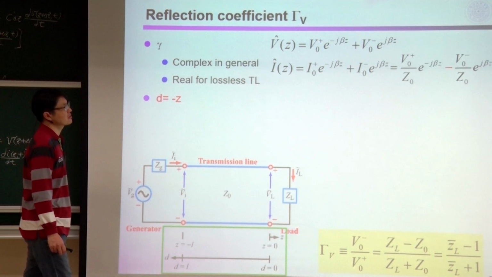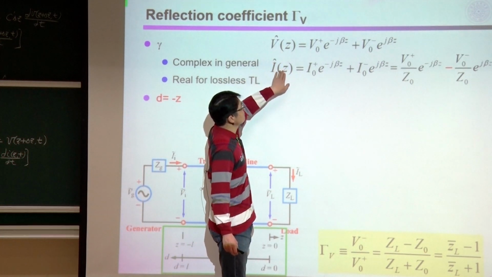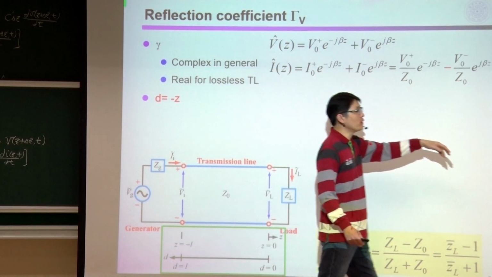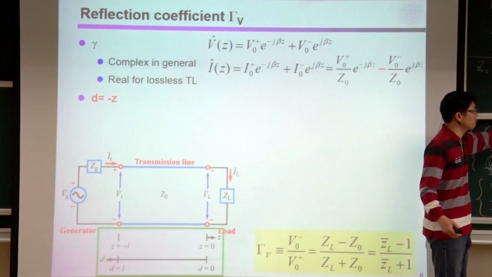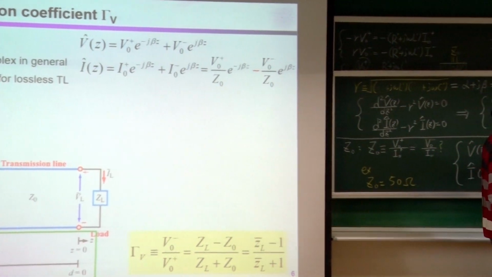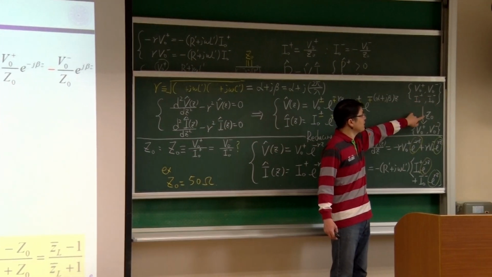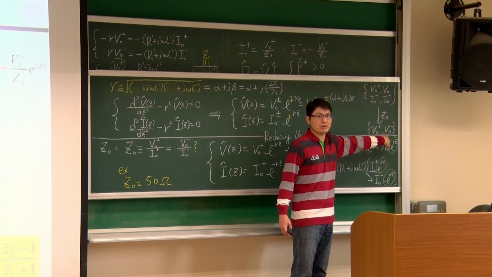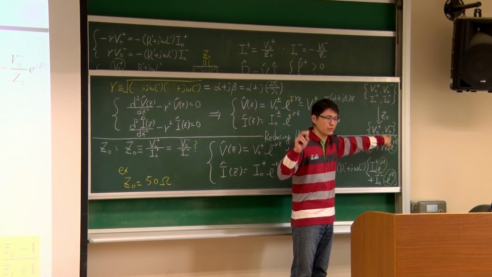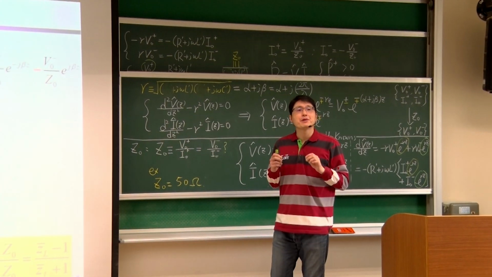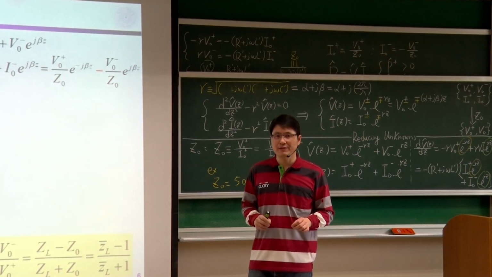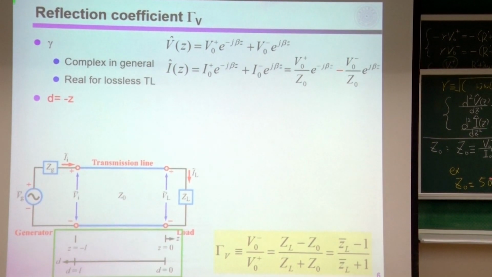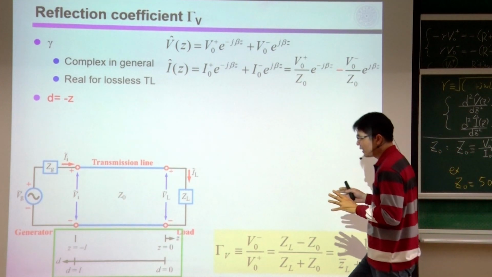So now the question is, I have two equations. I have two unknowns. The number of unknowns is equal to the number of equations, which is okay. So I started with 4 unknowns. By introducing Z0, I have 2 remaining voltage amplitudes. So the number of unknowns is now 2. So I should be able to acquire complete information now.